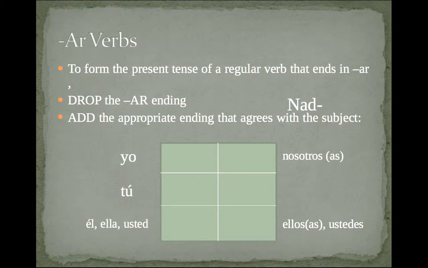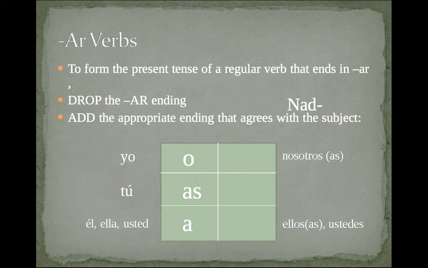So remember our box: yo, tú, él, ella, usted, nosotros, ellos, ellas, ustedes, which are I, you, he, she, you formal, we, they, and you all. If you want to say I swim or I am swimming, it's the same thing. You say nado. You put the O on at the end of nad. Okay, the tú ending is as. Usted, a.